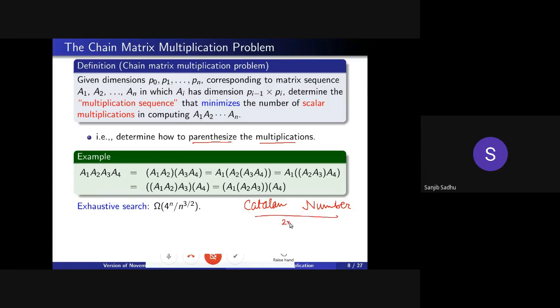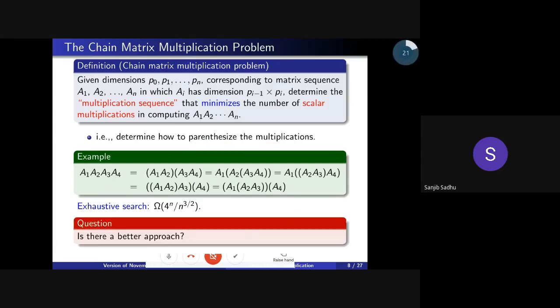That means 2n choose n, we have already proved this, and this is exponential. So if you try to multiply everything in this way and finally take the minimum, it will be exponential. Now you may think that it is an NP-hard problem. No, it is not an NP-hard problem. There are other techniques so that you can handle this in polynomial time. And that is dynamic programming.